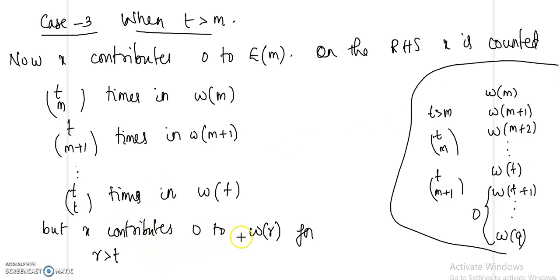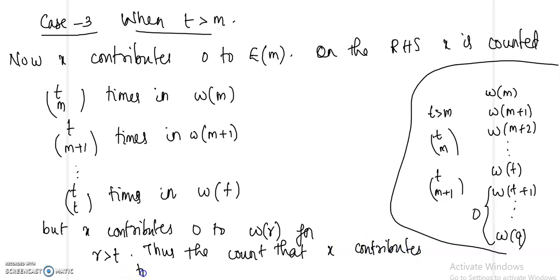So x contributes 0 to omega of r, where r is greater than t. So that's the count that x contributes to RHS is given by... Let us find the total count on RHS.